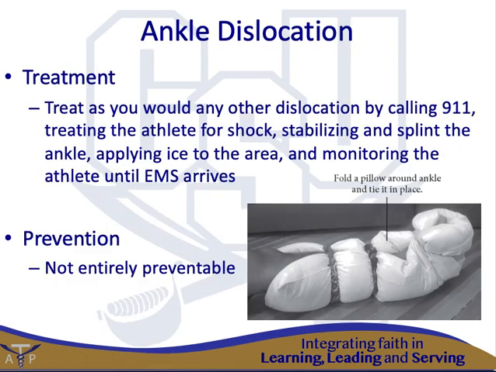For immediate care, we want to make sure that we call 911, treat the athlete for shock, and stabilize and splint the athlete's ankle in the position that we find it. After we do splint it, we can provide ice over the area and monitor the athlete until EMS arrives. Again, like knee dislocations, there's nothing that we can do to prevent an ankle dislocation. We can help by making sure that our musculature around the ankle is strong.